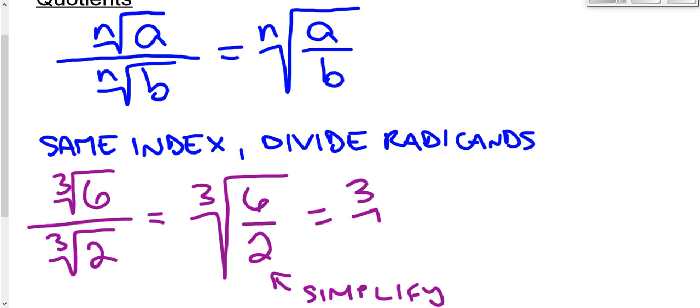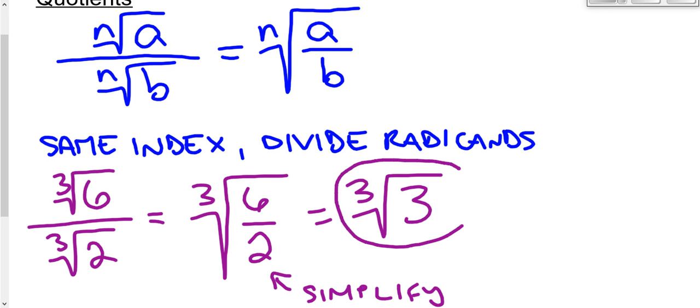So I would end up with the third root of the number 3. 3 is a prime number. It doesn't have any factors that repeat 3 times, so this would be my final answer. So with that basic principle in mind, let's go ahead and have a look at some examples.